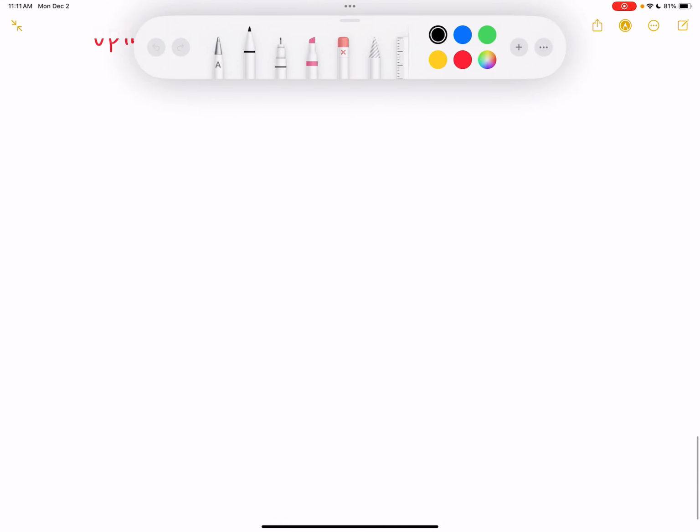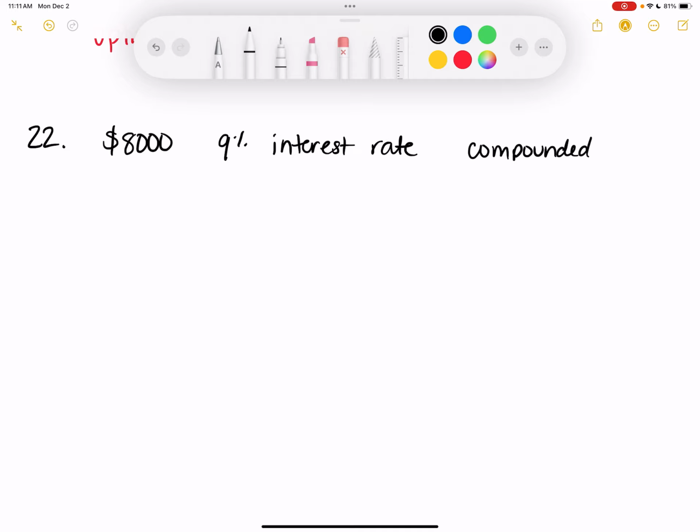Okay, so starting out with number 22. I'm not going to write the whole thing, but it says if Joelle invests $8,000 into a retirement account with 9% interest rate, compounded monthly, how long will it take until this single payment has grown in her account to $16,000?